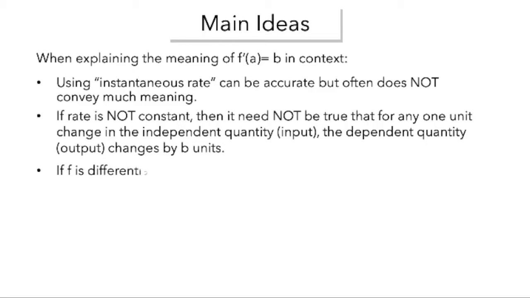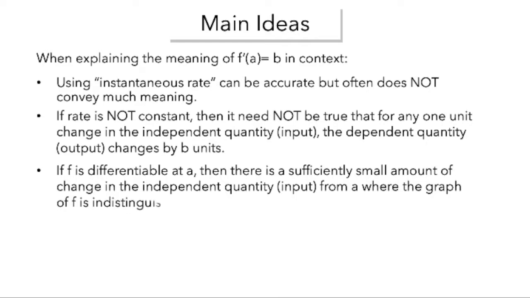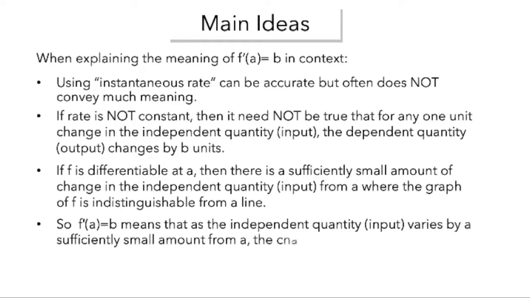If f is differentiable at a, then there is a sufficiently small amount of change in the independent quantity from a where the graph of f is indistinguishable from a line. So f prime of a equals b means that as the independent quantity varies by a sufficiently small amount from a, the change in amount of the dependent quantity from f of a is essentially b times as much as the change in independent quantity.